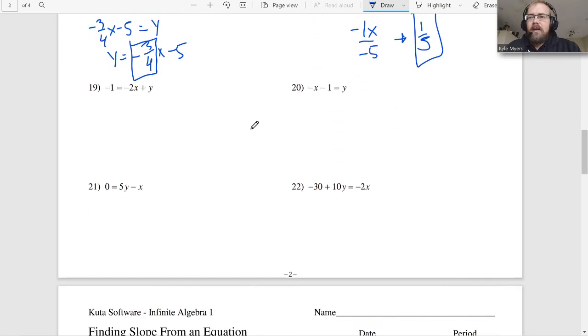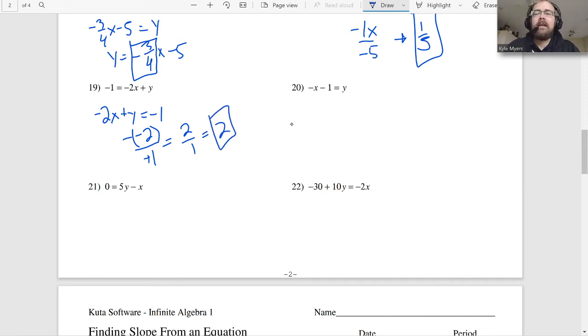All right. Number 19. I've almost got y by itself. I just need to add 2x. Actually, you know what? This is in standard form. JK, LOL. Let's move it around: -2x plus y equals -1. Standard form. It was basically already in standard form. So negative a, careful, over b. That's 2 over 1, which is 2.